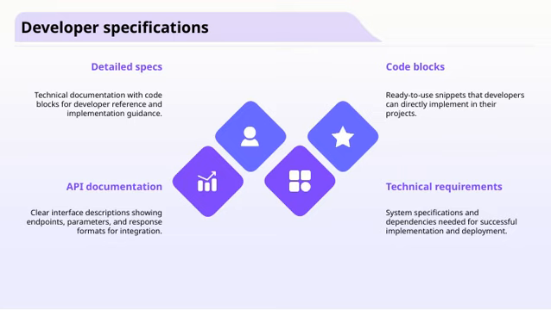Finally, we have the technical requirements. These specify the system's specifications and dependencies needed for successful deployment. Knowing these requirements up front helps prevent potential issues during implementation and ensures everything runs smoothly. Overall, these developer specifications serve as the backbone for a successful project, providing all the necessary details to implement, integrate, and deploy efficiently.